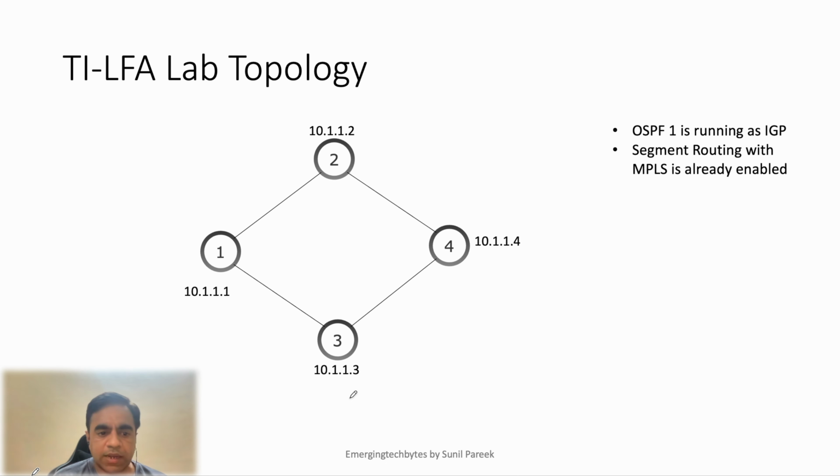So basically this is the lab topology in which I have 4 IOS XR based devices, and this lab is already running with OSPF as an IGP, and segment routing with MPLS is also enabled. What I will do is configure the TI-LFA, and we will check on this node for this prefix. So 1 and 3 are directly connected. I will check the route for 10.1.1.3.